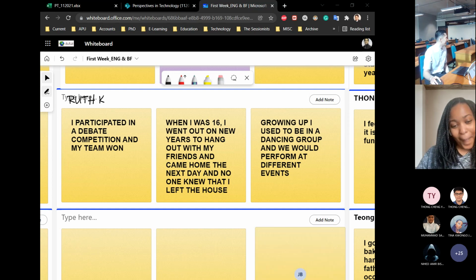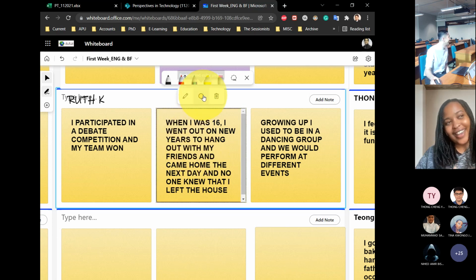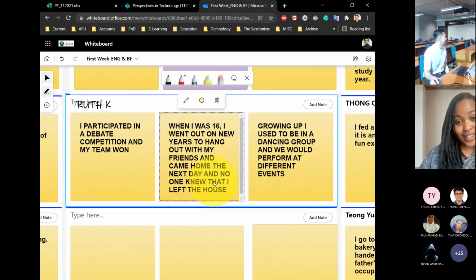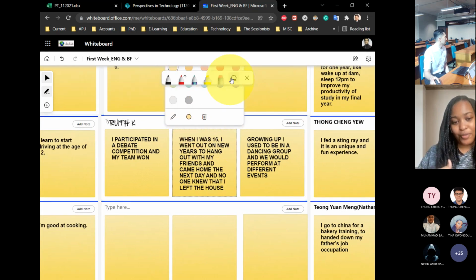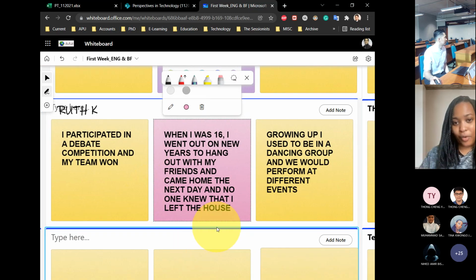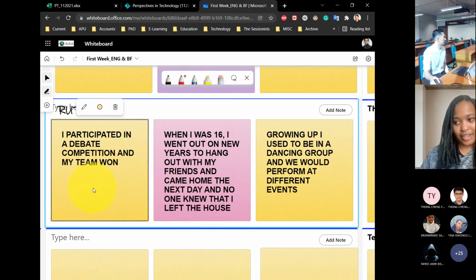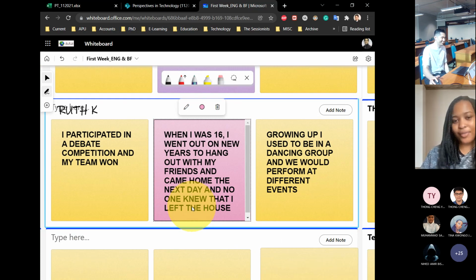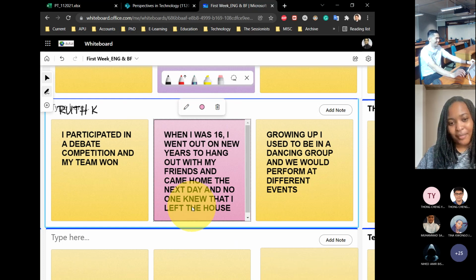So which one is the dream and wish, Ruth? The dream is actually when I was 16, I went out on New Year's to hang out with my friends. I have 3 siblings, so I'm the last born, so they went to university earlier. So I was the only kid at home, so it was very hard for me to just disappear because they just kept on like, Ruth, where are you? So I was at home most of my time.